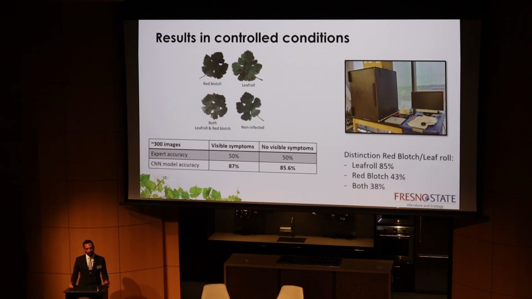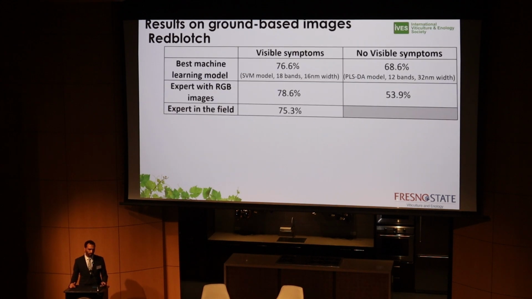The differentiation between leaf roll and red blotch was a little harder. The machine is able to say if it's infected or not, and it generally identified leaf roll correctly, but red blotch is generally more challenging to assess and has less evident symptoms. And this was done on multiple dates, so the symptoms were not always fully expressed.